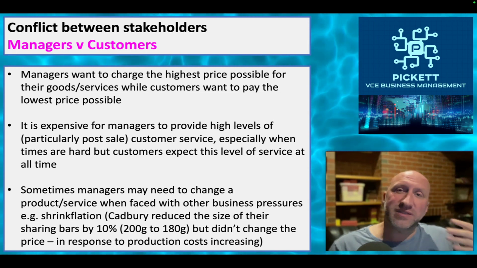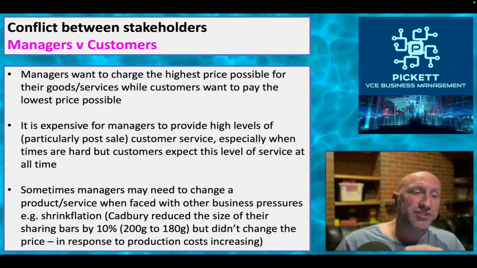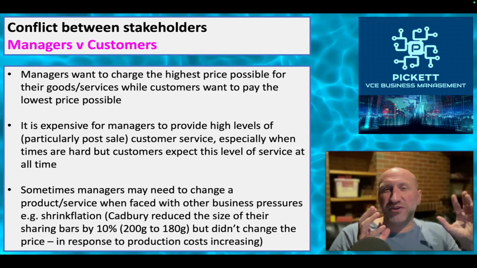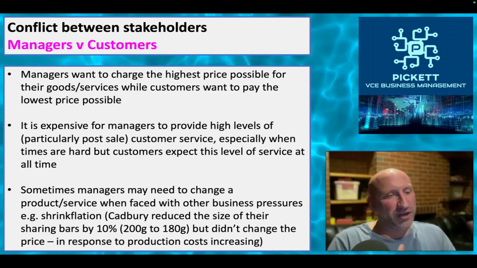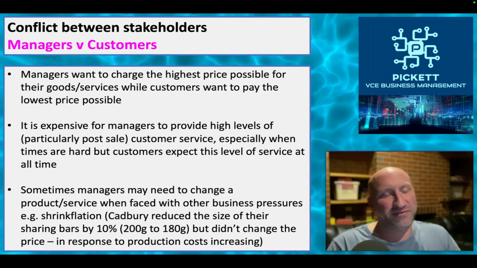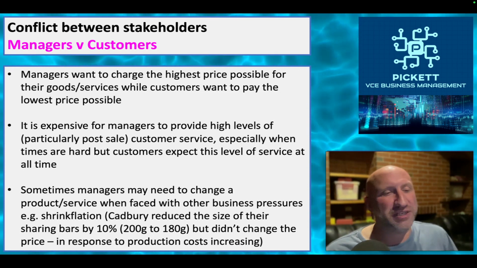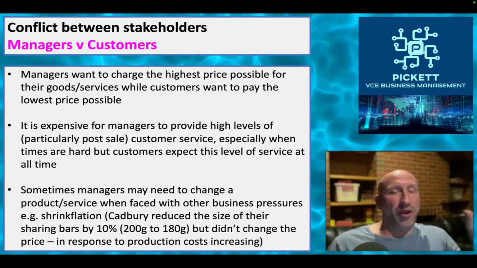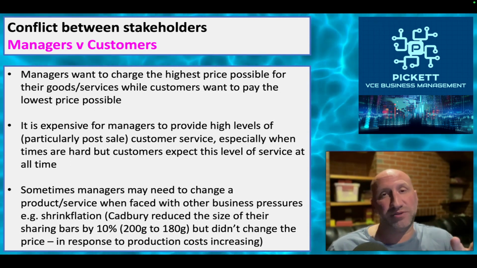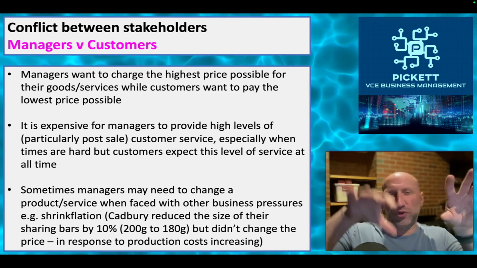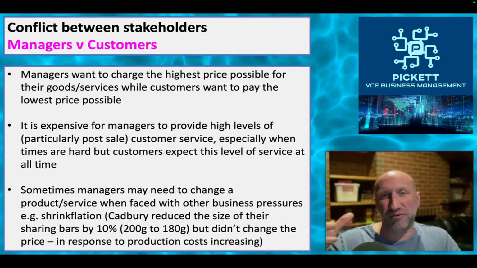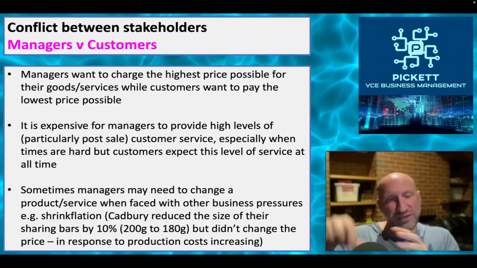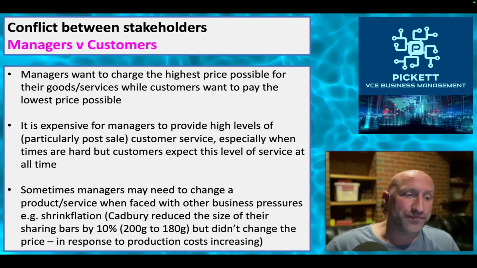Third one I've got here: sometimes managers might need to change a product or a service when faced with other business pressures. I'm just giving you a very specific example here. It's called shrinkflation, and I'm mentioning Cadbury, but a lot of businesses have done this. A little while ago, Cadbury actually reduced the size of their sharing bars, or some people refer to them as their family bars, from 200 grams to 180 grams. Unless you saw the two side by side, or actually looked at the numbers in the bottom right-hand corner, you might not necessarily know that. But they didn't change the price.